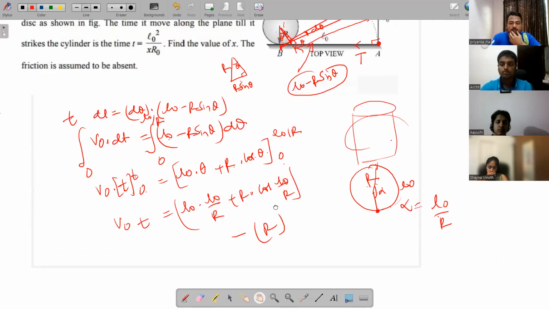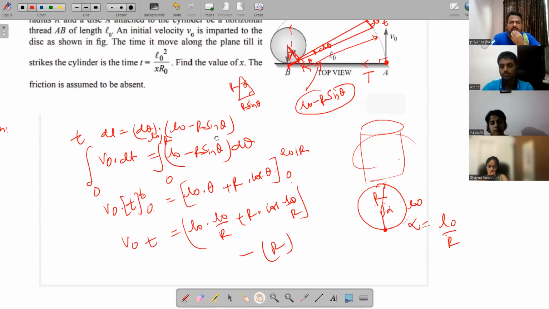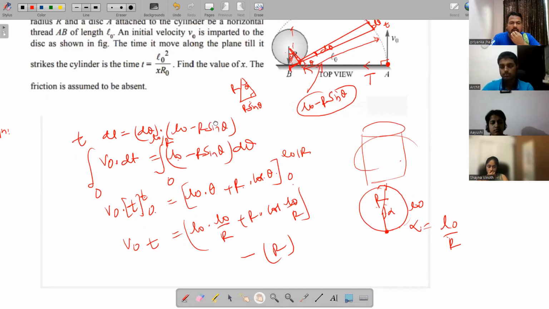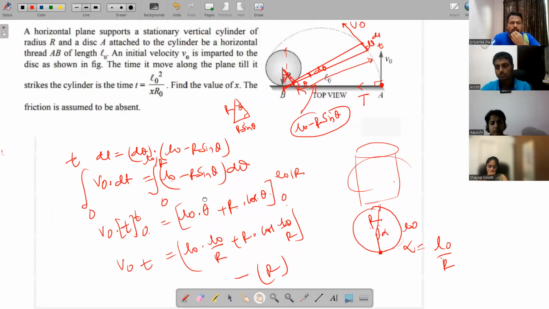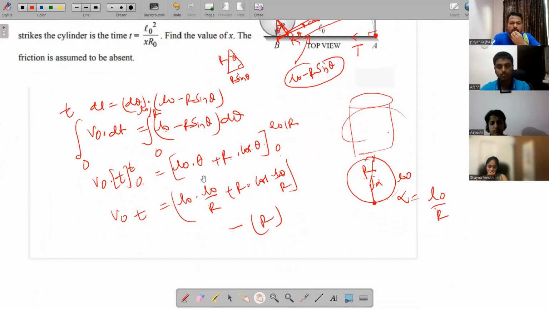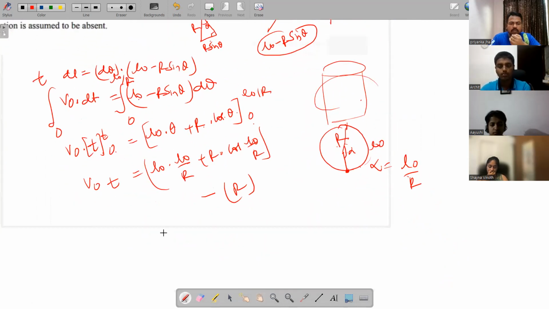Now you have to find where is V. There is no term of V. Why so? Okay, let me calculate this first. So this will be L naught square by R, and here it will be R. Just take minus R common, it will be 1 minus cos L naught by R.